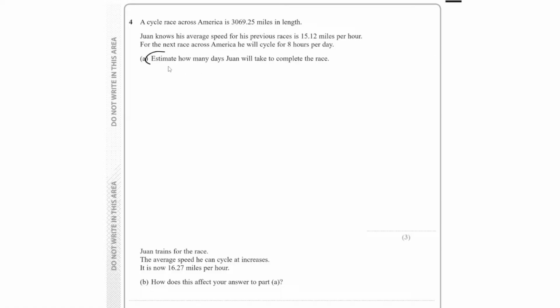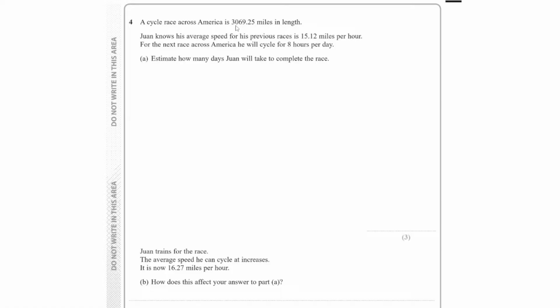Obviously, given the numbers, we're going to estimate how many days Juan will take to complete the race. So it's going to be an estimation. They've combined the topic of estimation with the topic of speed, distance, time. 2 for 1 basically. So you round it normally, well, sometimes you round to 1 decimal place. You can round to 1 significant figure. You can round it to whatever you want, really. They've given multiple options in the mark scheme.